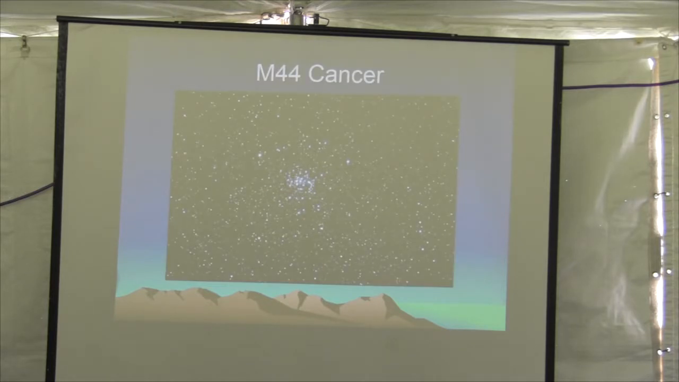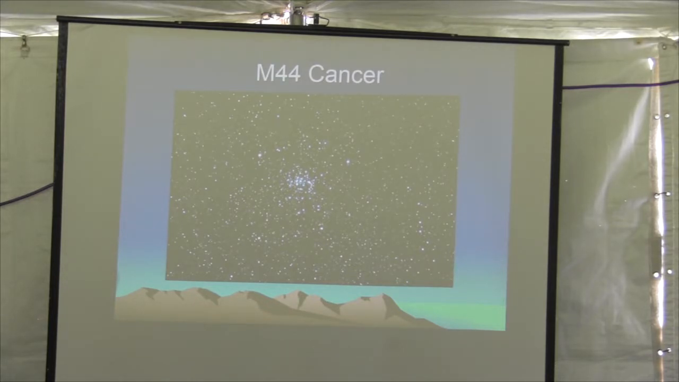Next up is the Beehive cluster. Constellation Cancer. It's right here. It's a nice open cluster. A vast majority of the stars that are in it are rather new, young stars. The bluish blue stars are younger stars in the night sky. It's approximately 600 million years old. So it's a relatively young grouping of stars in the night sky compared to, for example, 2158 we looked at a little bit earlier. It's about 2 billion years old. Okay.